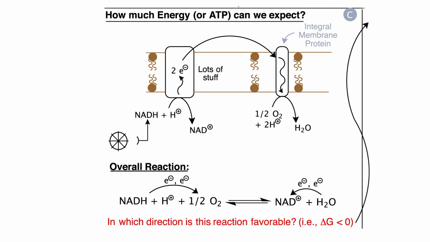At this point, this is just an equation on a piece of paper, and we don't know in which direction the reaction is overall favorable. That is, is it favorable in the forward direction as drawn, left to right, or in the reverse direction, right to left? The reaction from left to right is the direction we usually think about in the context of nutrient oxidation.